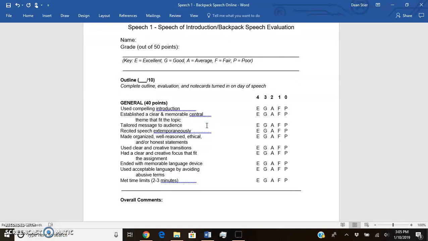And then lastly, meeting the time limits, 2 to 3 minutes. I will say with the time limit, I'm not one of those people that is just going to give you a 0 if you go a little bit above or a little bit below. I would rather have you deliver an effective speech and go 15 seconds over, 30 seconds over, rather than trying to cut your speech short just to hit that time frame, even though it doesn't have all the stuff you need. So I would say if you're a little bit over, a little bit under, it's not the end of the world. Maybe you get a 3 instead of a 4. Maybe you get a 2 instead of a 4. It's not going to kill your grade by any means.